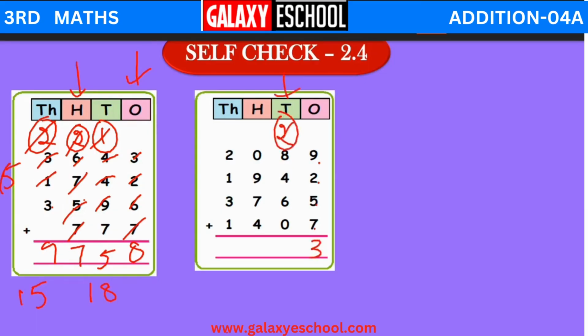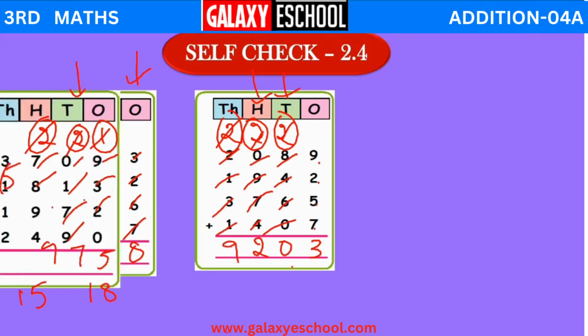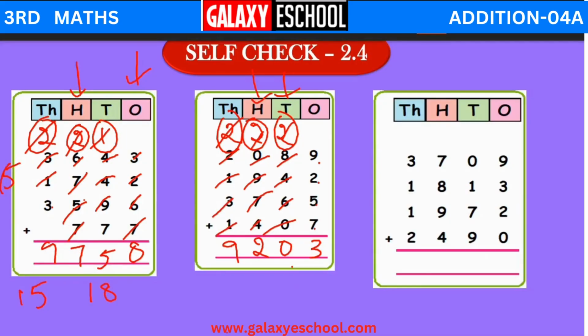In the tens place we have 8 plus 2 equals 10, 10 plus 4 becomes 14, 14 plus 6 becomes 20, again 20 plus 0 becomes 20, 2 carried and 0 written here. In the hundreds place we have 2 plus 0 equals 2, 2 plus 9 becomes 11, 11 plus 7 becomes 18, 18 plus 4 becomes 22. In the thousands place, 2 plus 2 is 4, 4 plus 1 is 5, 5 plus 3 is 8, 8 plus 1 is 9. So 9203 is the answer.